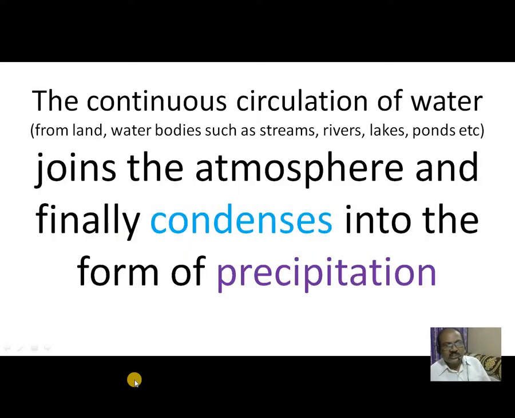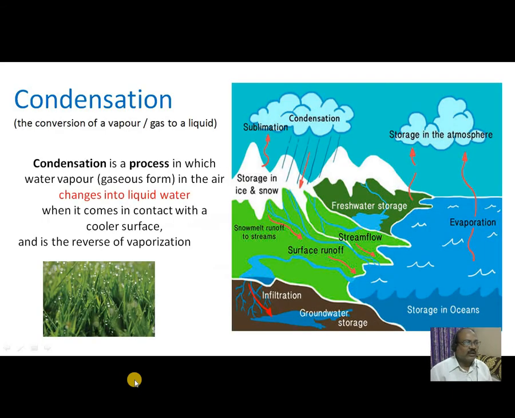The continuous circulation of water, either from land or from water bodies such as streams, rivers, lakes, ponds, joins the atmosphere and finally condenses into the form of precipitation. What is condensation? The conversion of vapor or gas into a liquid is called condensation.